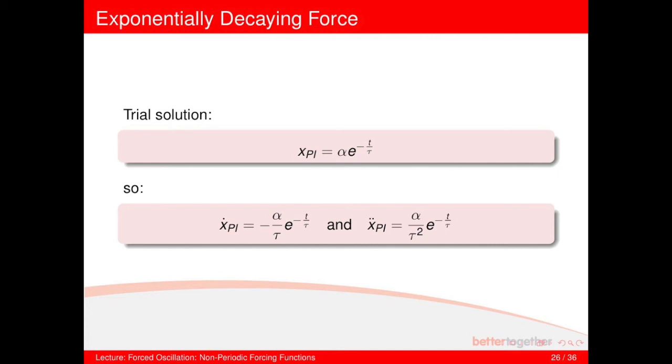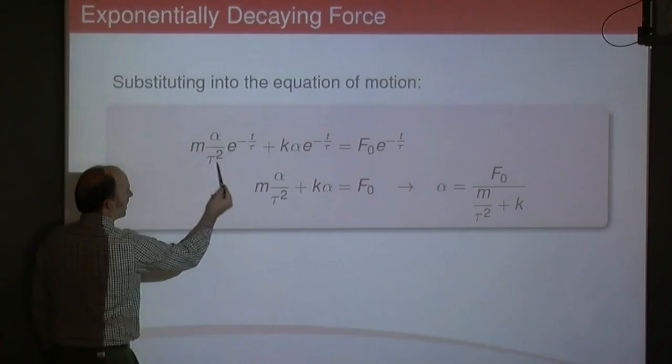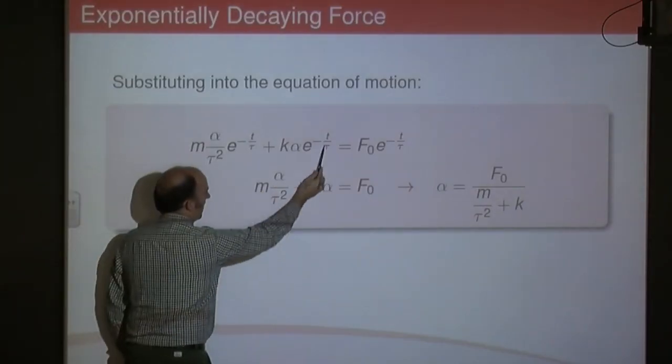So I take the first derivative with respect to time. Obviously what happens is you get a minus 1 upon tau coming out, so I end up with minus alpha upon tau out the front. I take the second derivative, where again I take another minus 1 upon tau out, and I end up with plus alpha upon tau squared. I stick that into my differential equation. The x double dot this time is not 0, it's this term. So I stick that in here, and I've got this term over here.